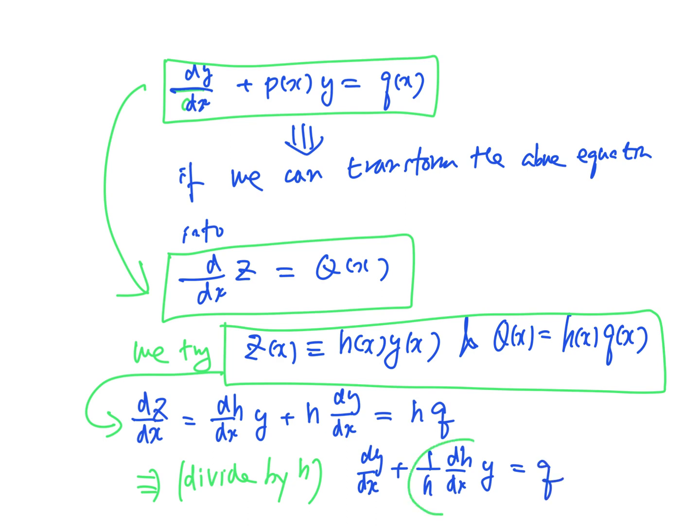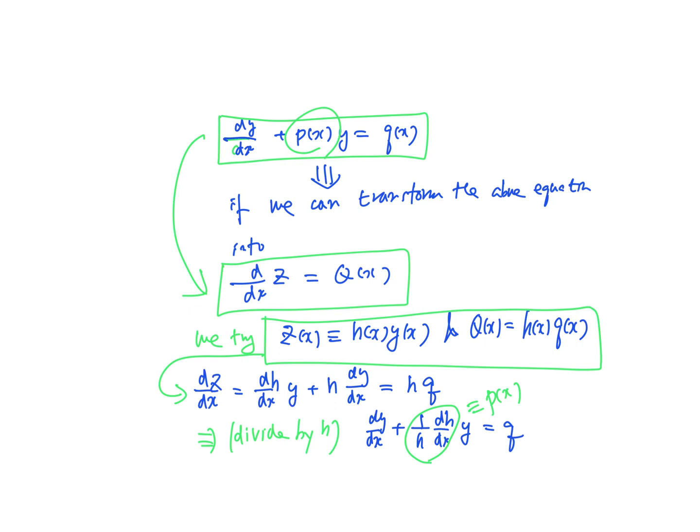Oh, this term must be the same, right? So this has to be p(x). And we are familiar with this form. This is what? Logarithmic derivative, right? This is a logarithmic derivative. So this is also d/dx of ln h(x). So if we happen to know the logarithmic derivative of h(x) is p(x), then we can basically solve this equation, right?